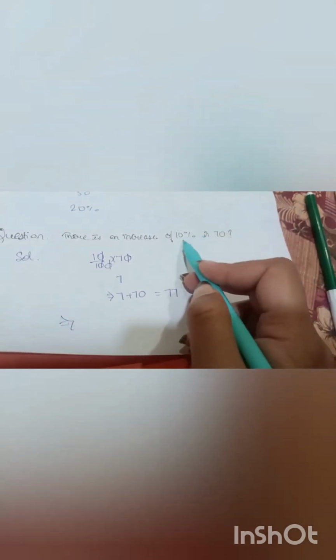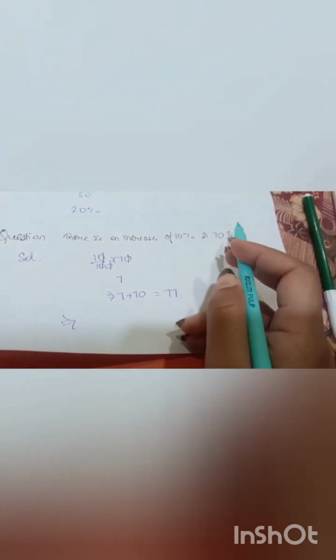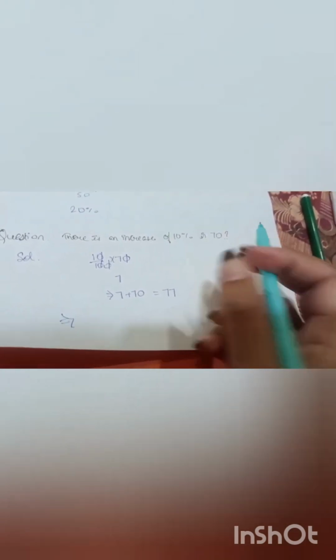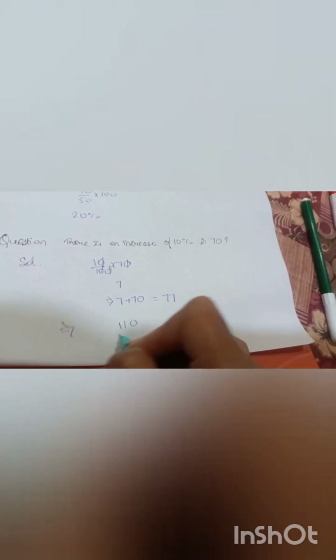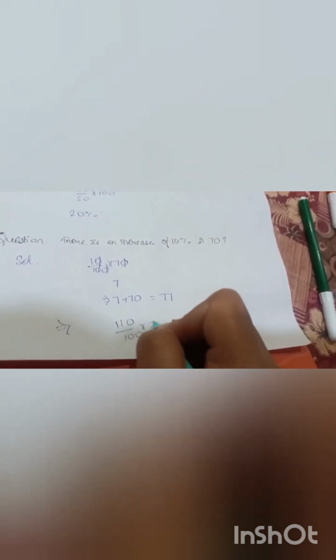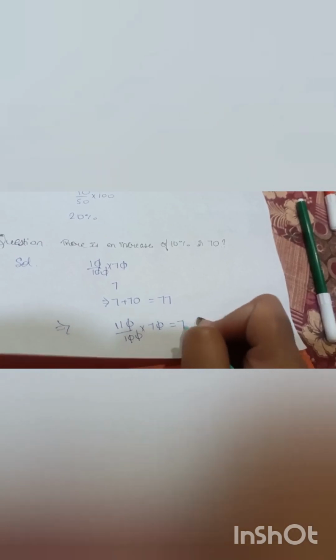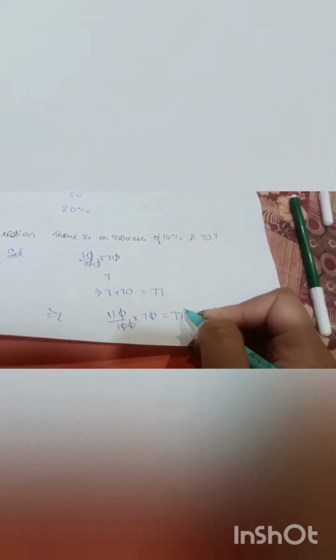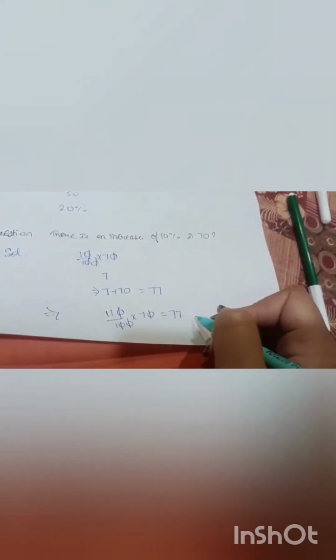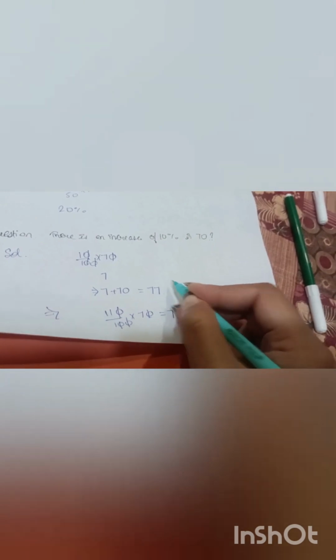There is also another method to solve it. You can see it is a 10% increase, so you may add 10 to 100. You can solve it like this: 110 upon 100 into 70, and get the value 77. I hope this method is easier than the first, but you may solve it by any method. You may solve this question.